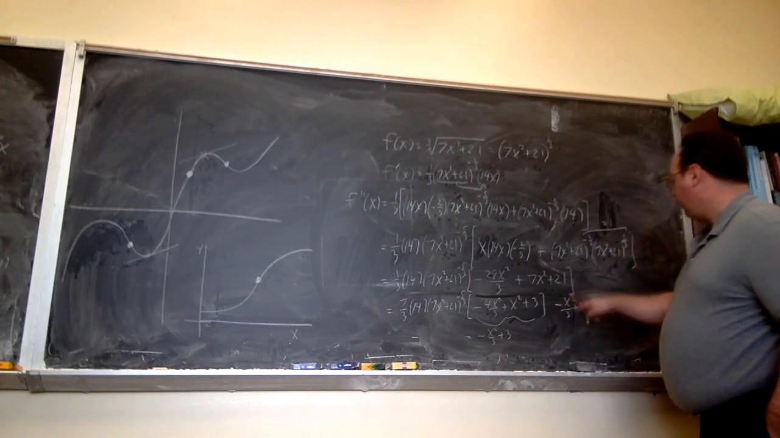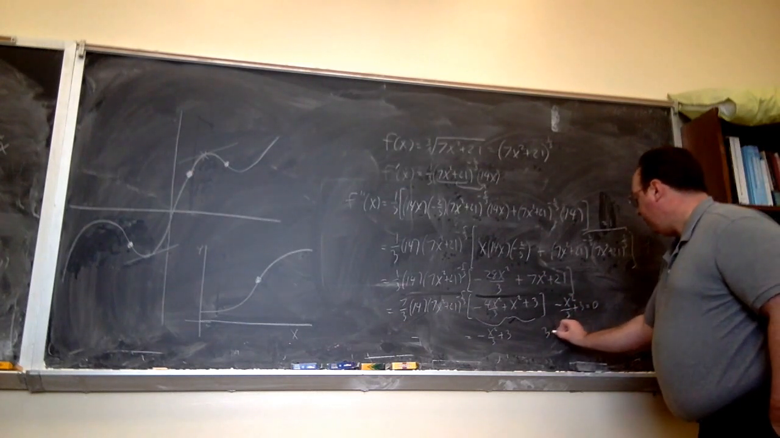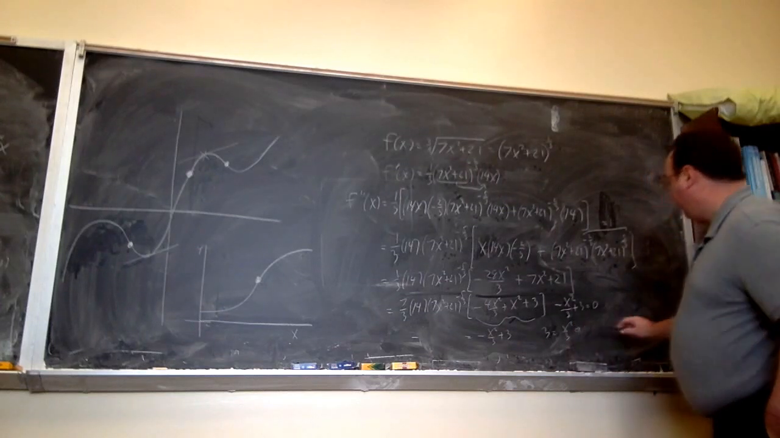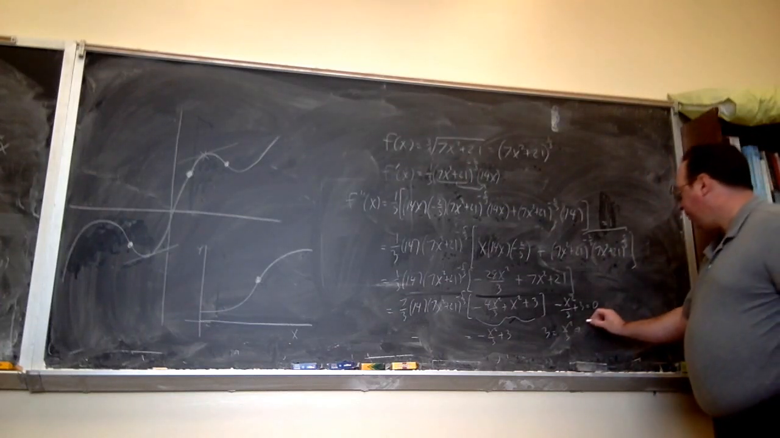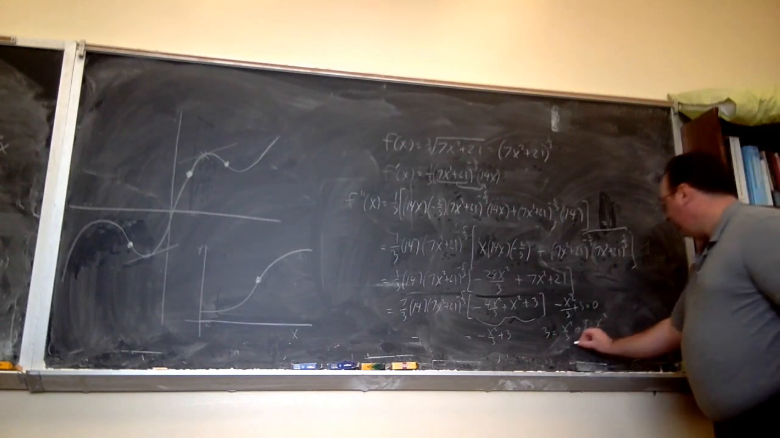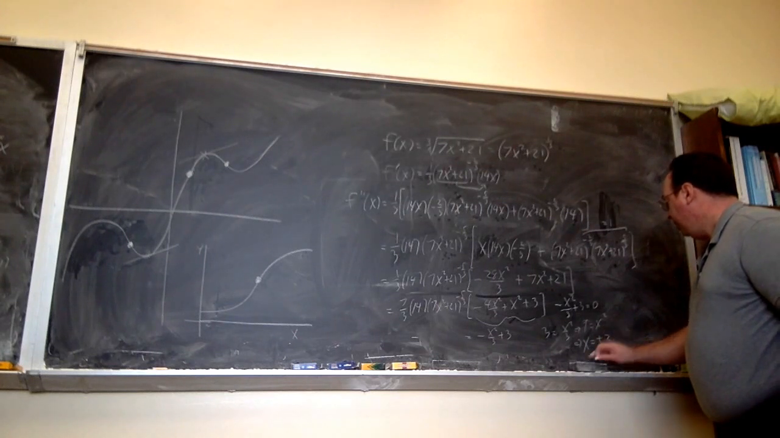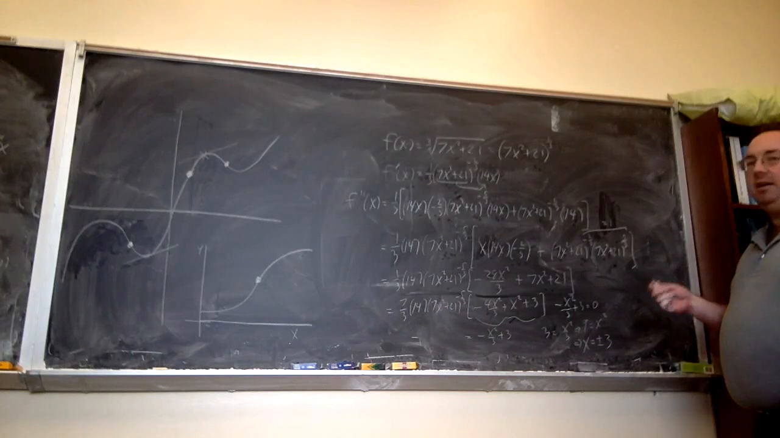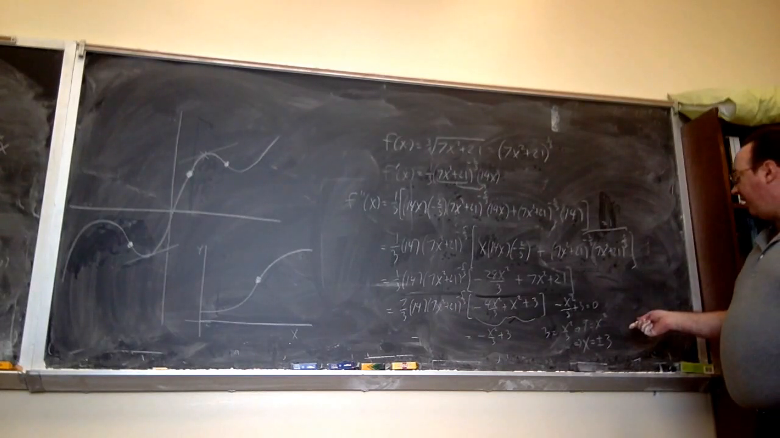So I'm going to move the first term to the other side. So I have 3 is equal to x squared over 3. So I can multiply both sides by 3. 9 is equal to x squared. So x is equal to plus or minus 3. So at these points, the second derivative is equal to 0.